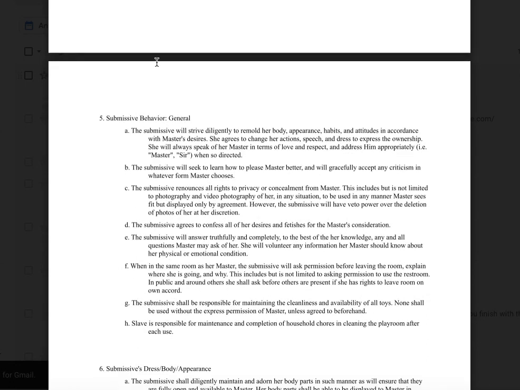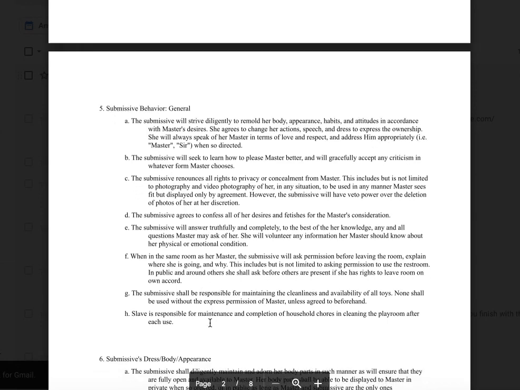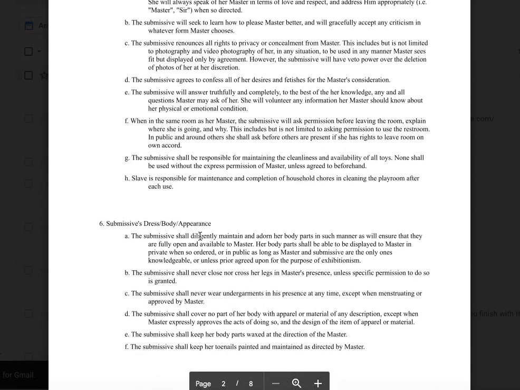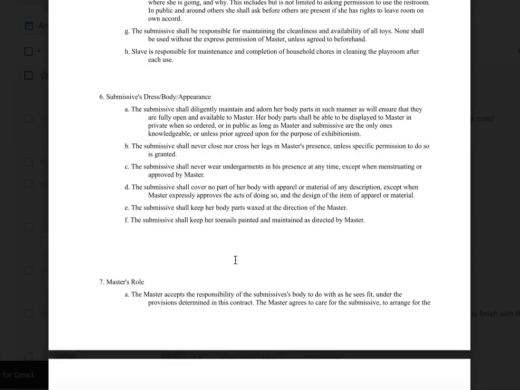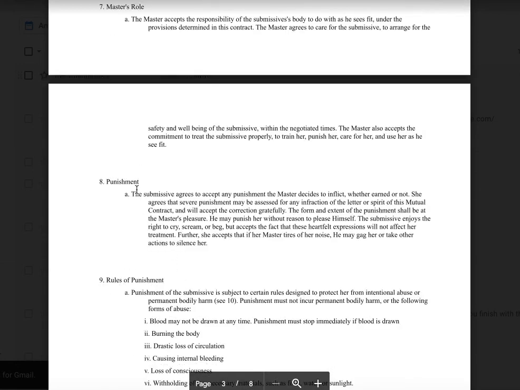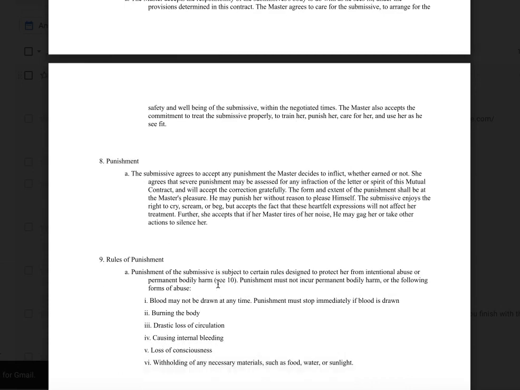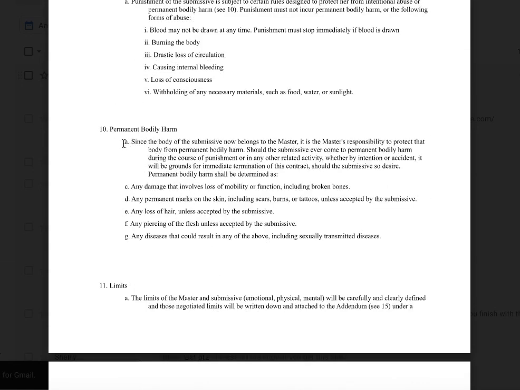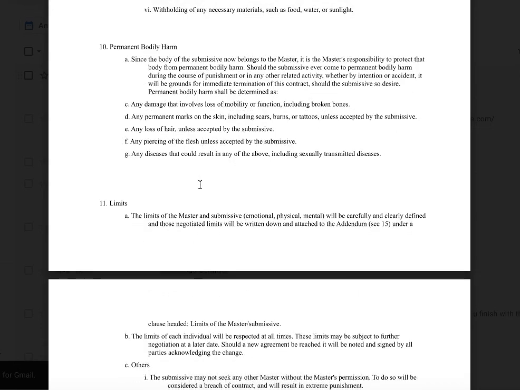Okay, so what's expected from the sub in general and how she's to talk to you. You can go into great detail about this, and sometimes there's things that you may want to add that other people don't, or vice versa. There might be something that I put in my contract that really makes no sense. Again, how she dresses, how she's preparing herself, and then the master's role, what he's responsible for. Differences between punishment, the rules of punishment, rules of discipline, any bodily harm. Again, this is just safety issues. A lot of these things are safety.